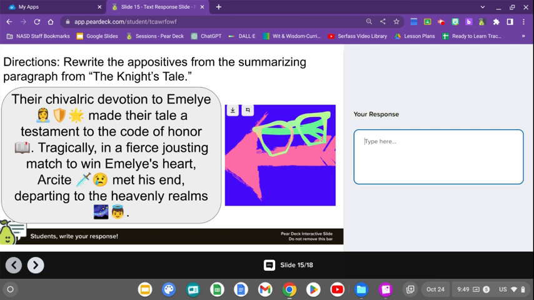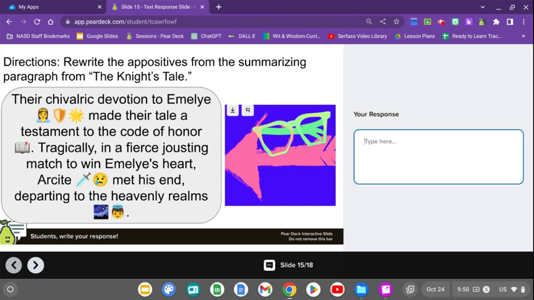Slide 15. The chivalric devotion to Emily made their tale a testament to the code of honor. Tragically, in a fierce jousting match to win Emily's heart, Arcite met his end, departing to the heavenly realms.